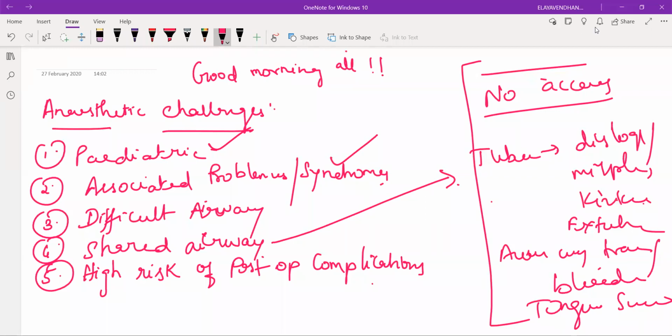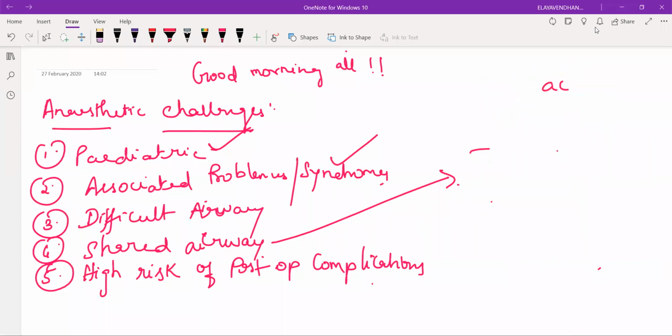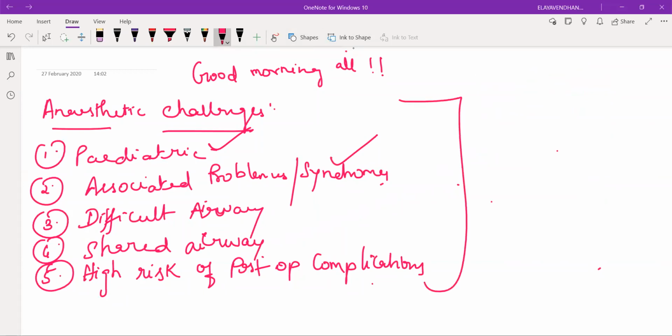So you should be very, very vigilant in positioning after putting the mouth gag and all those things. All right. Risk of post-operative complication, we'll discuss the post-operative part when it comes. So these are the anesthetic challenges which you're going to face when you are anesthetizing this type of kids. All right, we discussed everything. Now let's discuss the goals of anesthesia. What are the anesthetic goals you're going to aim for?